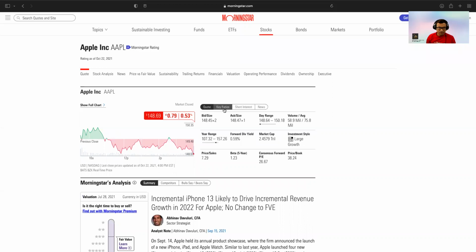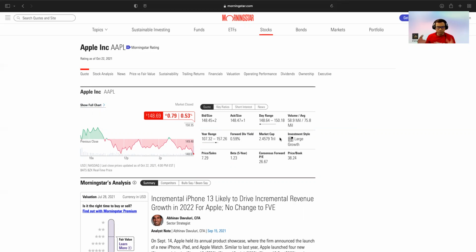So the first page is very straightforward. It's like all the financial websites there, like Yahoo Finance and Bloomberg, or Reuters. So we have a chart here, then bid size, ask size, day range, volume, year range, and market cap. As you know, market cap is the number of shares outstanding multiplied by the closing price.